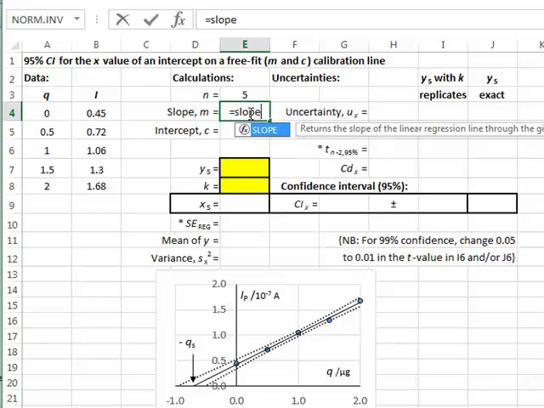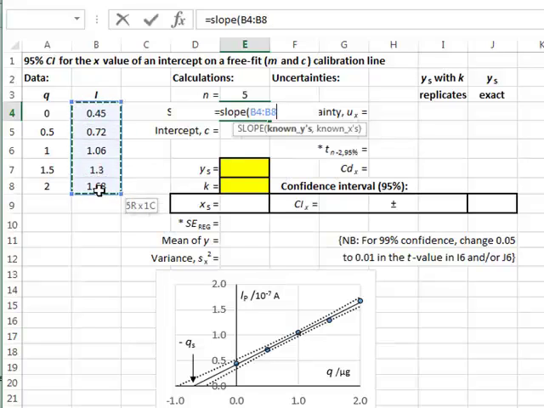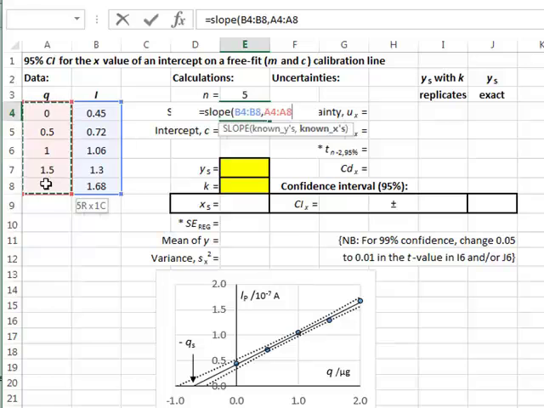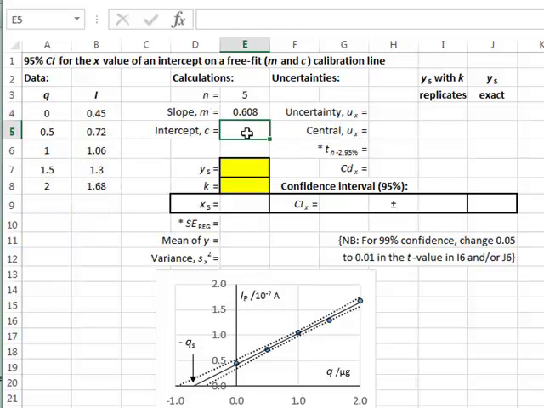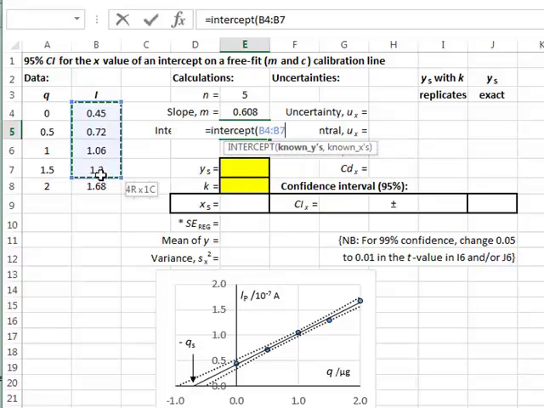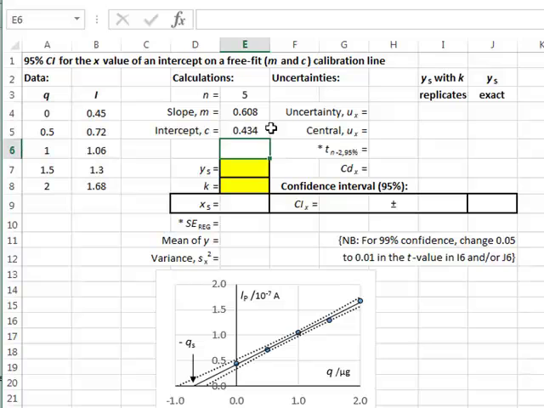We now derive the parameters of the best fit straight line. So we start with the slope, y values, which are the values of the current, and the x values for Q, giving a slope of 0.608. We also calculate the value of the intercept, 0.434. The y value for our intercept on this best fit straight line is quite simply 0. Because we have an exact intercept, we are not using the value of k.